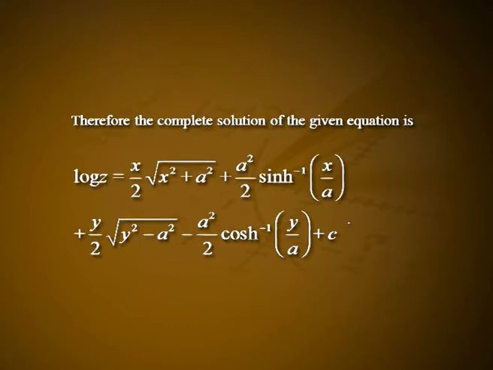Type E. Equations of the form f of x raised to m into z raised to k into p, comma, y raised to n into z raised to k into q equals 0, where m, n not equal to 1 and k not equal to minus 1.